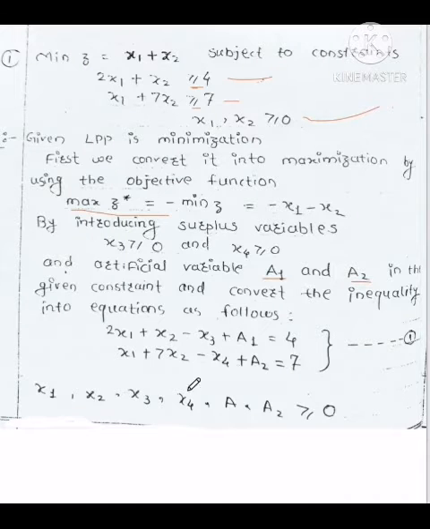Okay, so after introducing these surplus and artificial variables into the constraints, the given constraints can be converted into equality form as follows: 2x1 plus x2 minus x3 plus a1 equal to 4. The second constraint is x1 plus 7x2 minus x4 plus a2 equal to 7. Okay, so x1, x2, x3, x4 and a1, a2 are greater than or equal to 0. Let us call this equation number 1.